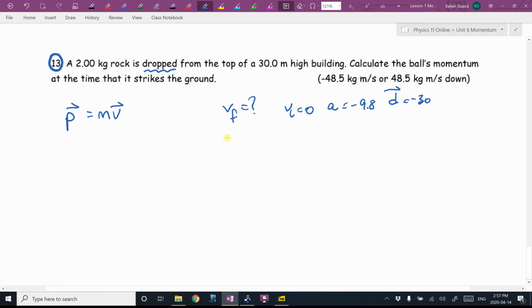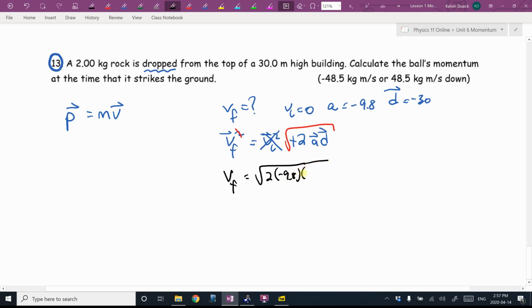So I can use VF squared equals VI squared plus 2AD to figure out V final. Although, since VI is 0, I could just do that. How do I get rid of a squared? Square root. VF is going to be the square root of 2 times negative 9.8 times negative 30. That 9.8 is messy.